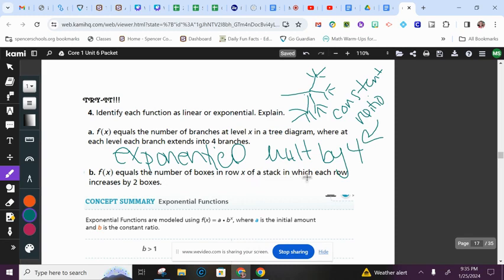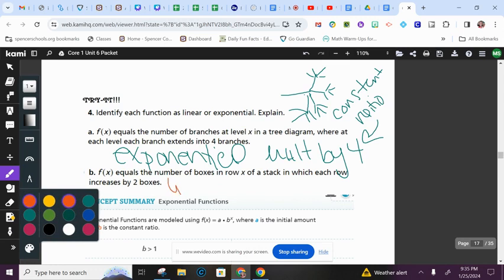Our other function we talked about here is f of x equals the number of boxes in row x on a stack in which each row is increased by 2 boxes. So you have a box, and then each row you add 2 more boxes. So as you heard me say, add. So this is definitely linear because you're adding 2 each time.